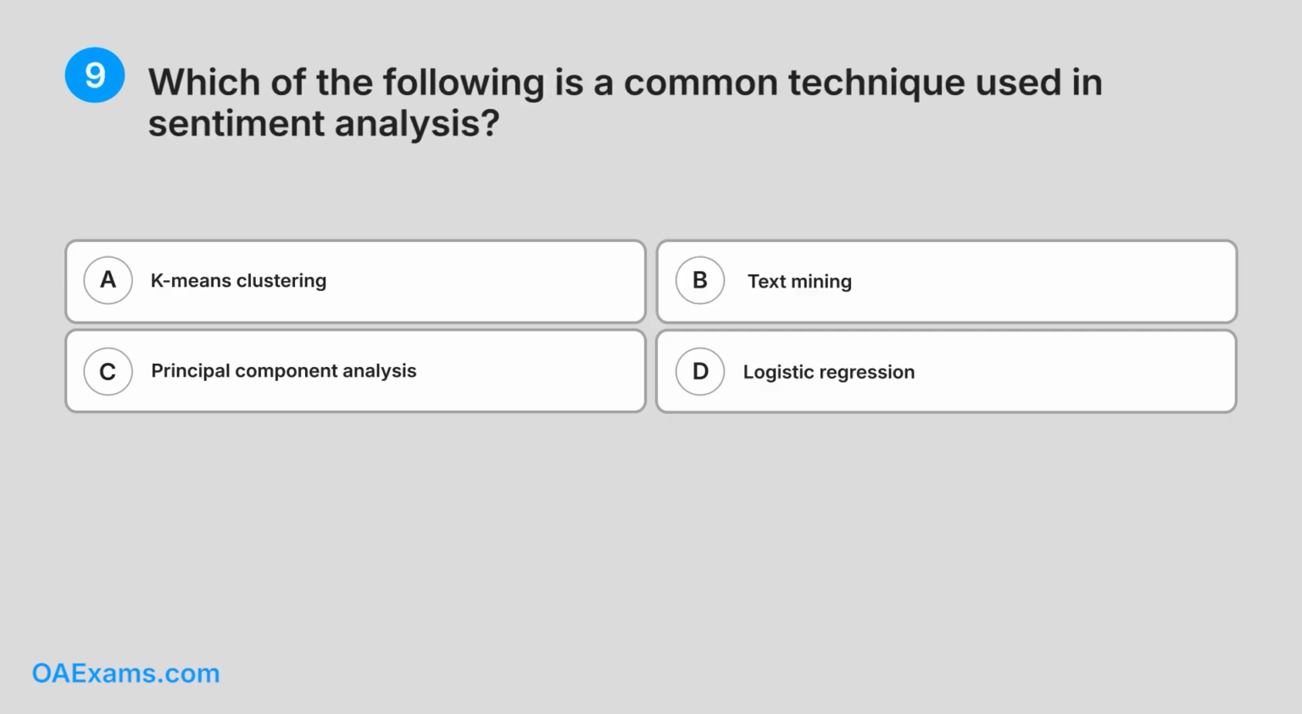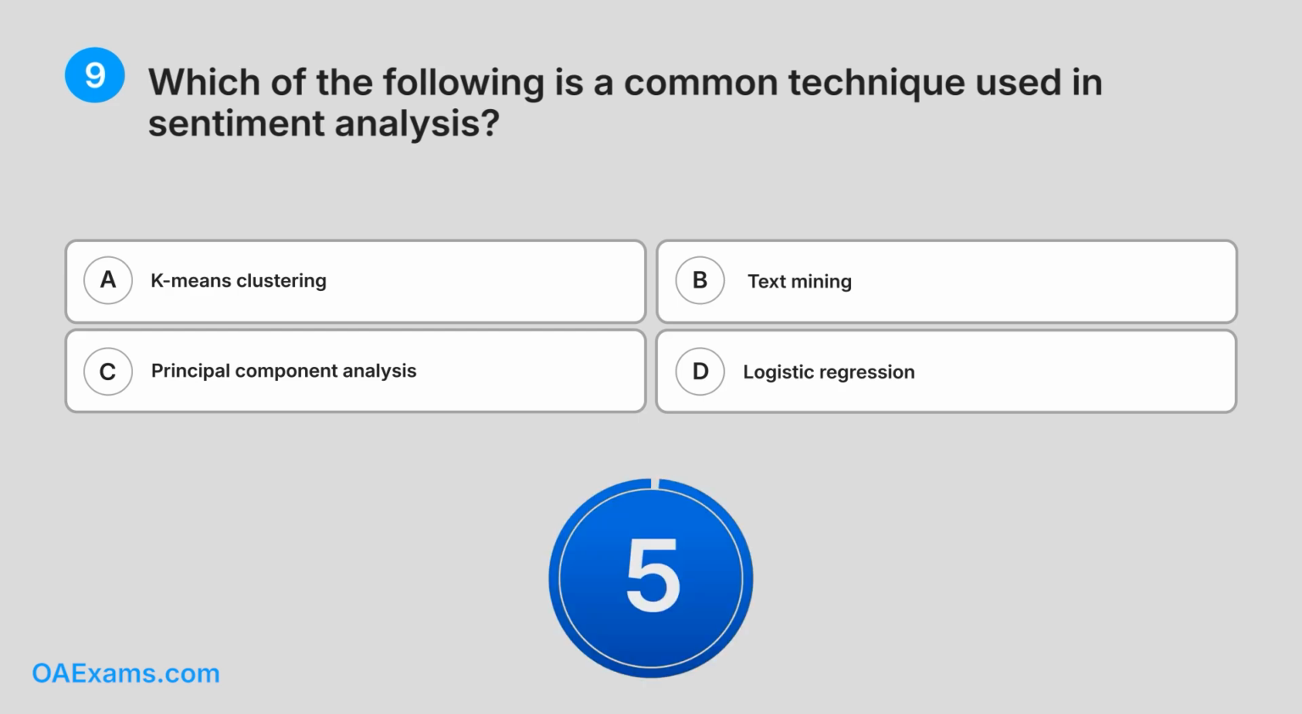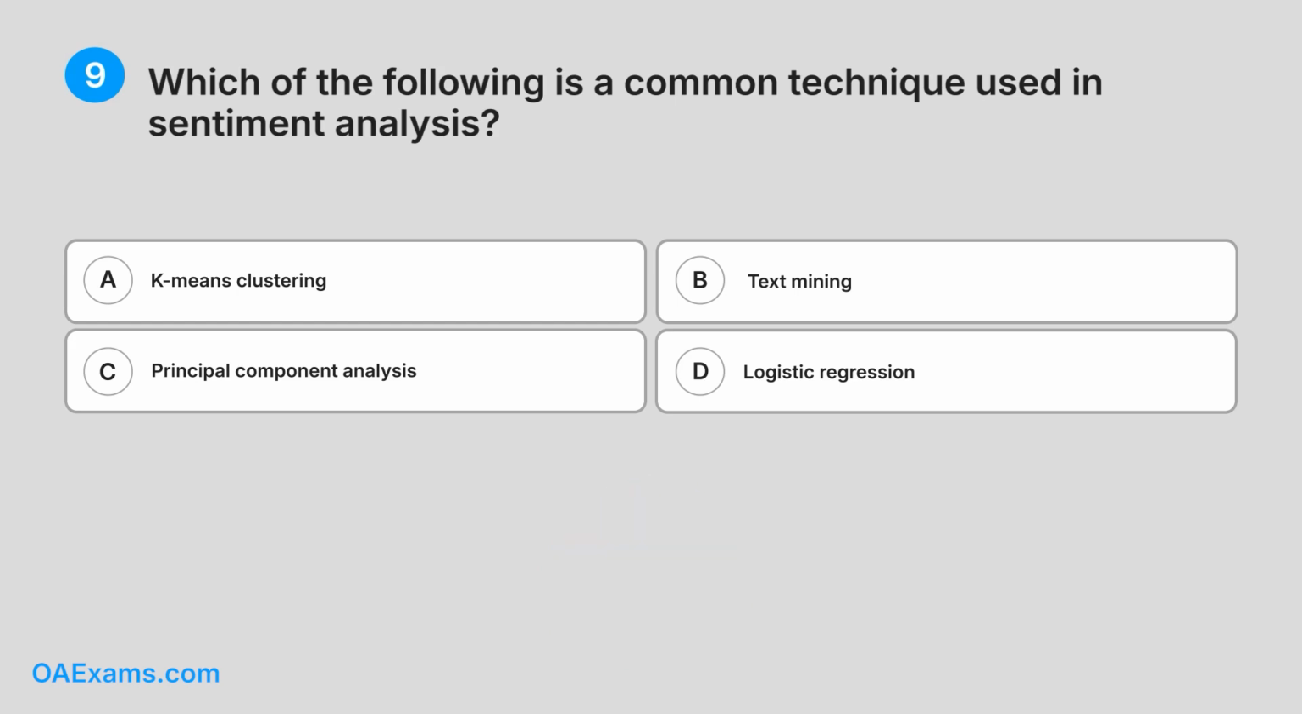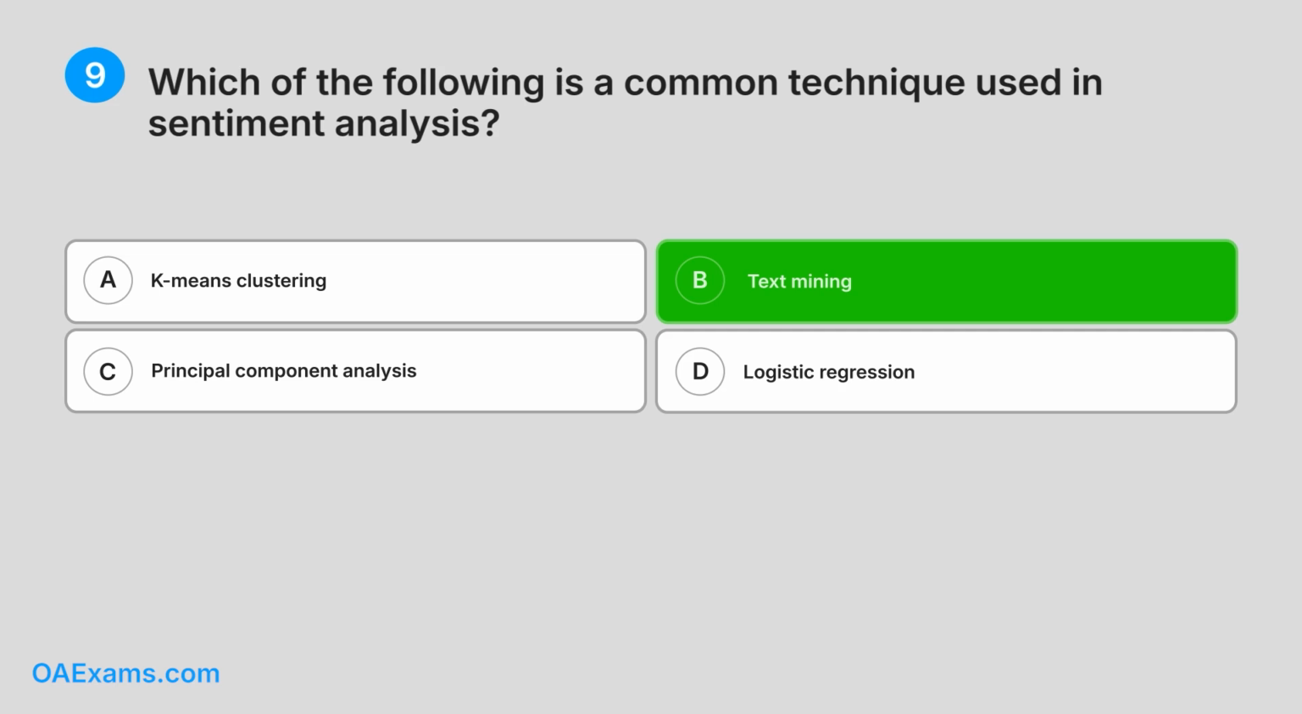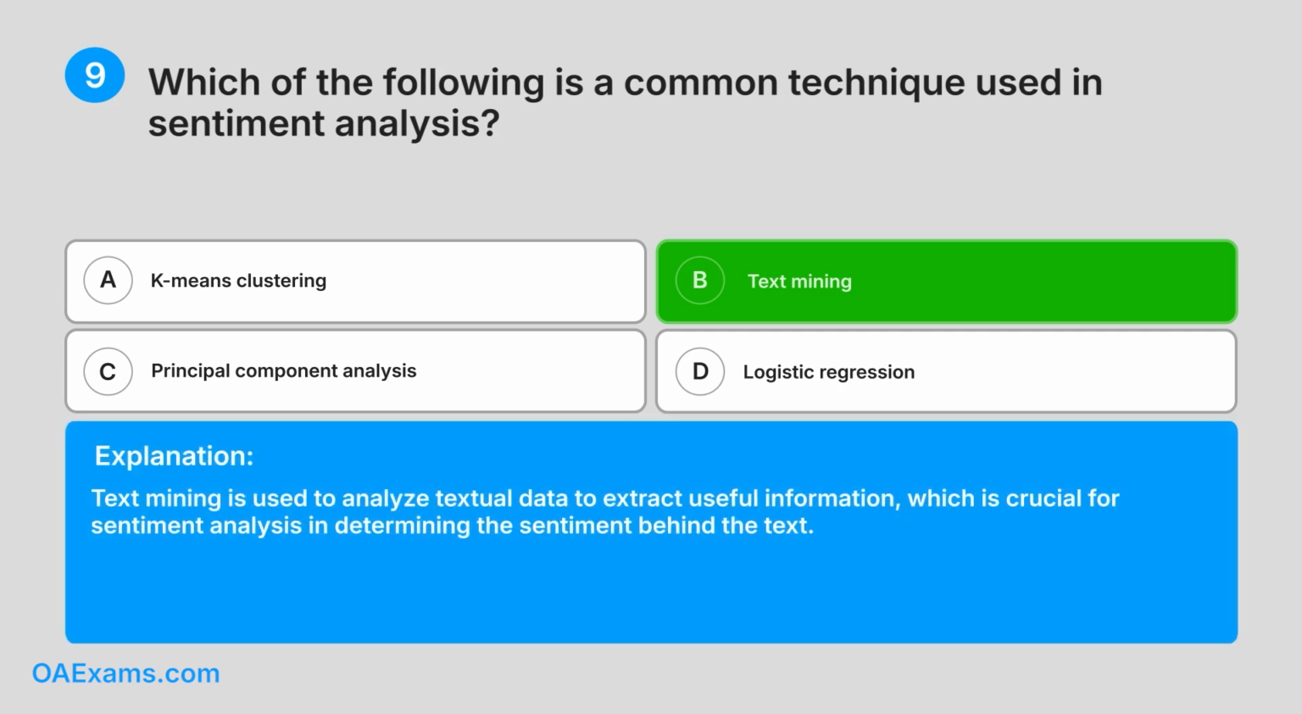9. Which of the following is a common technique used in sentiment analysis? A. K-means clustering. B. Text mining. C. Principal component analysis. D. Logistic regression. Can you guess the answer? Correct answer: B. Text mining. Explanation. Text mining is used to analyze textual data to extract useful information, which is crucial for sentiment analysis in determining the sentiment behind the text.